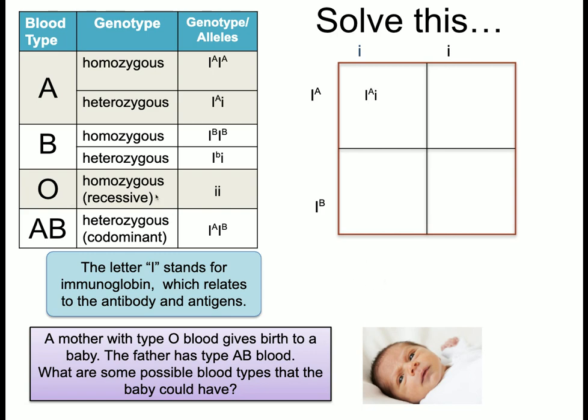See, if you look over the chart, ii is the homozygous recessive type O blood. And then the dad is A and B, which is co-dominant. You can put those in. So the baby has a 50% chance of being type A, they're going to be hiding that O, and a 50% chance of being type B blood.